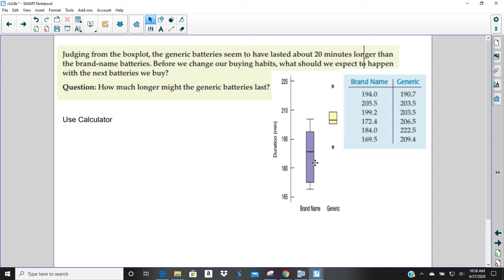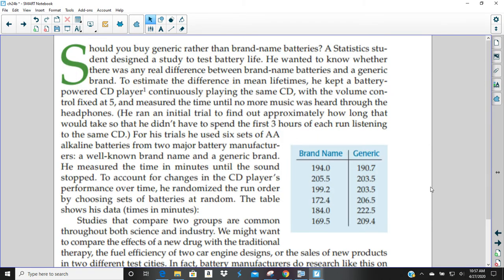Before we begin, let's quickly go over some of the assumptions and conditions. If you recall here, we randomly picked generic batteries. He used 6 sets of AA alkaline batteries from 2 major battery manufacturers. This certainly would be random. He's just randomly buying them. If you bought them all from the same store, does Dollar Tree get different batteries than, I don't know, DeChico's or ShopRite? I don't know. But choose 2 sets of batteries at random. There it is right there. So the random is right here.